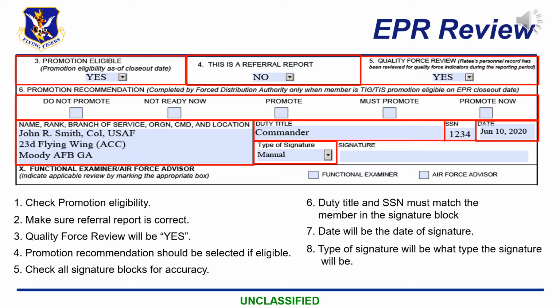You also need to make sure that you check all signature blocks for accuracy. That's a big common mistake as well. We'll get down to that more at the bottom of the slideshow. The duty title and social must match the member in the signature block. It has to be exactly who it is, because they're the one that's going to be signing it. The date will be the date of the signature, and the type of signature will be what type the signature will be. So if it is digital, it should say digital. If it's going to be manual, like ink, then that's what that would be.